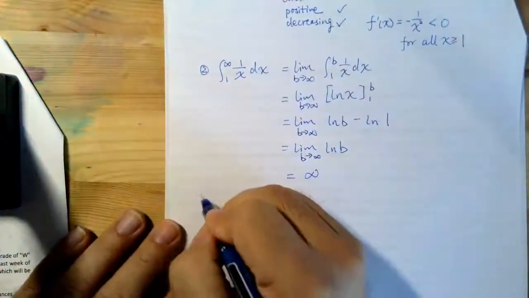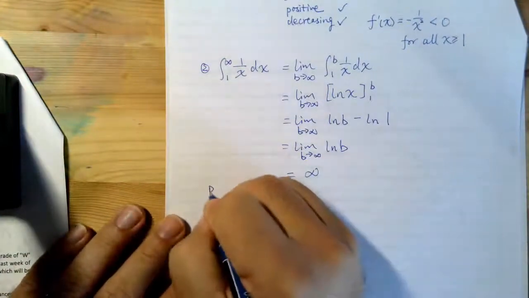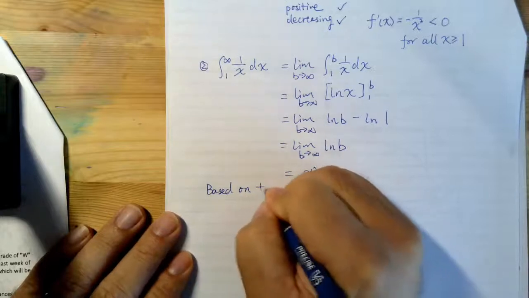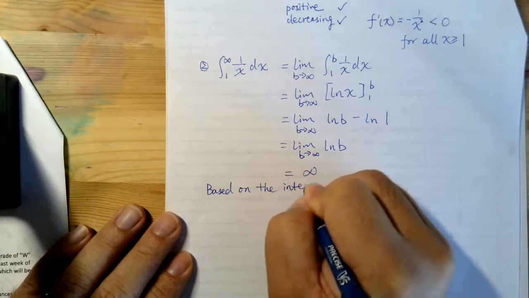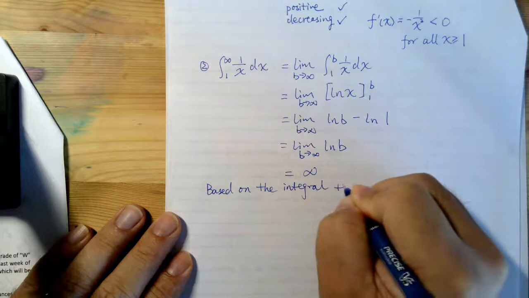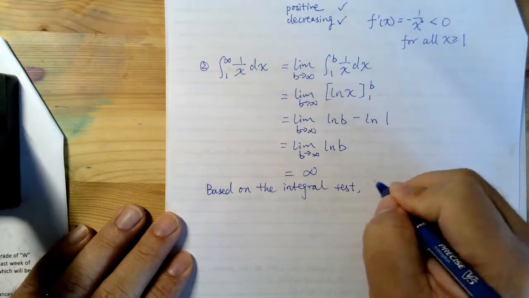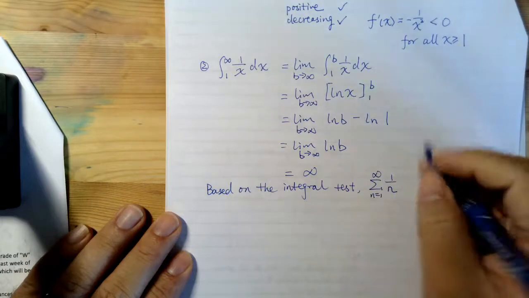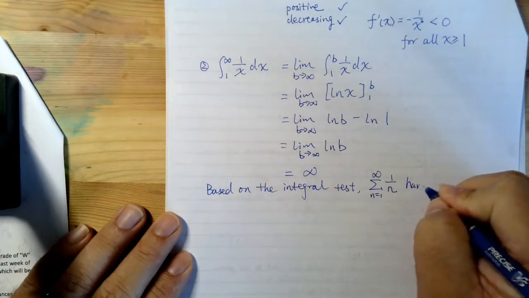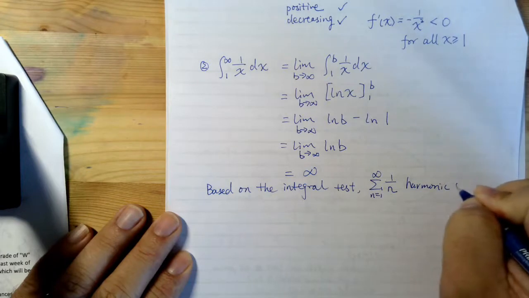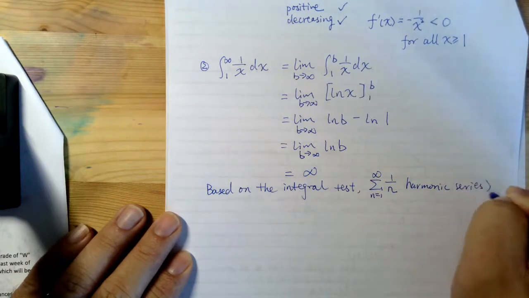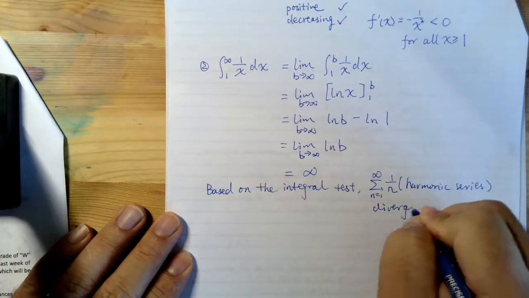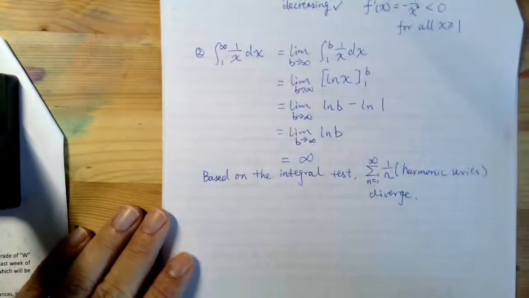So based on the integral test, this series, which has a name and is called the harmonic series, actually diverges.